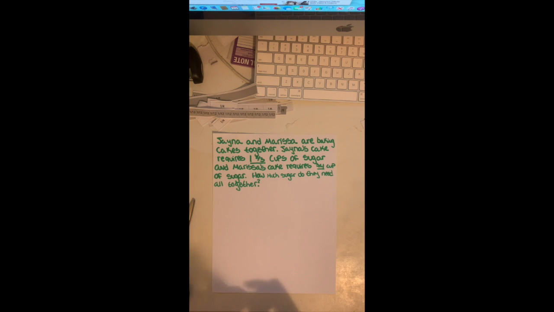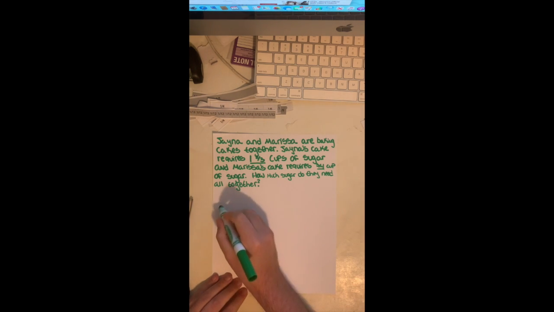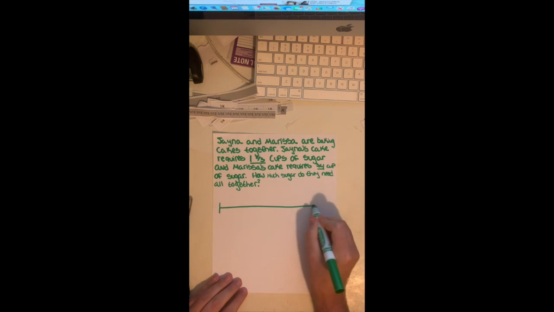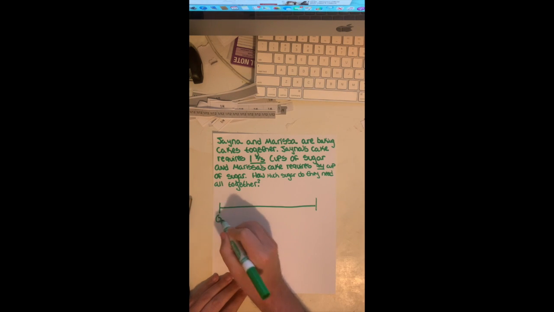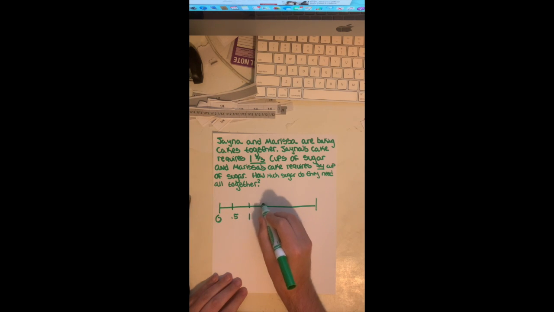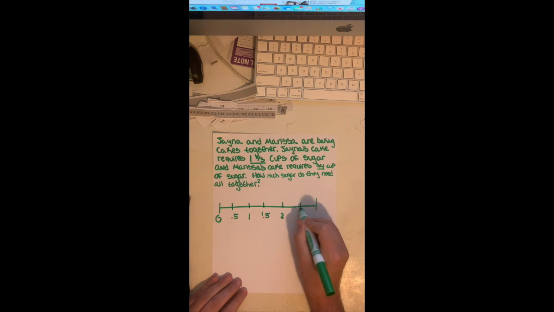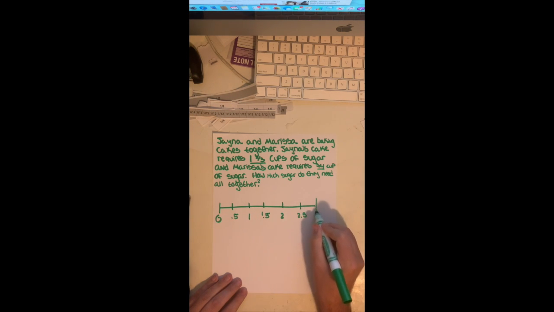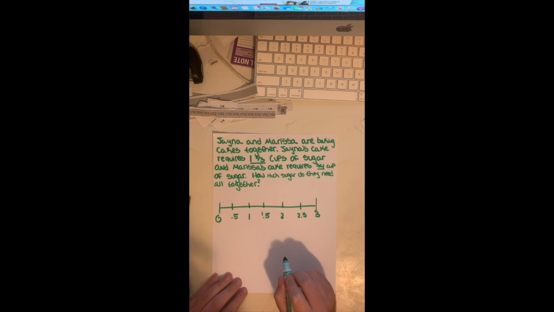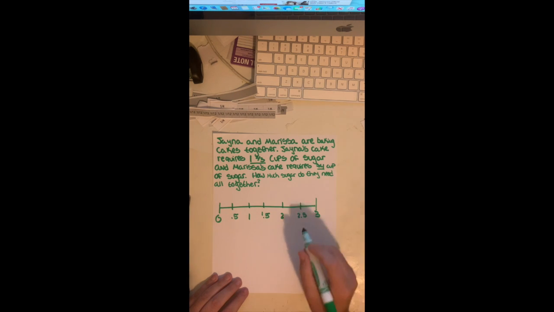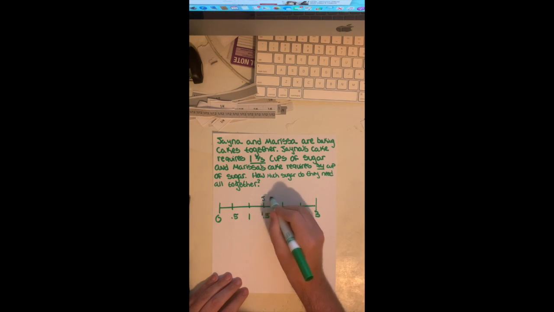The first thing we are going to do is get a rough estimate of our answer. We're going to be using a number line with our benchmark numbers. I'm going to draw our number line, start at 0, and then add in 0.5, 1, 1.5, 2, 2.5, and 3. Now, does Jana need more or less than 1 cup of sugar? She needs 1 2/3, so that is more than 1. I'll put our estimate at 1.5.